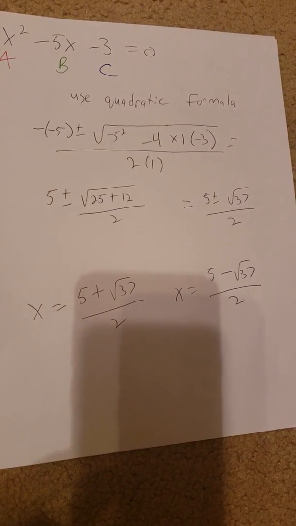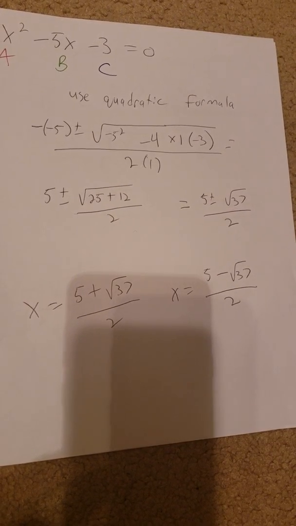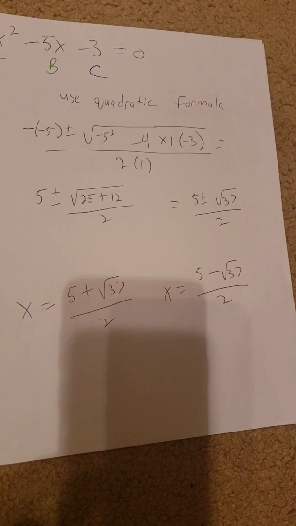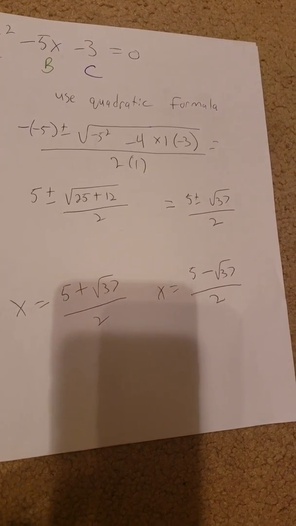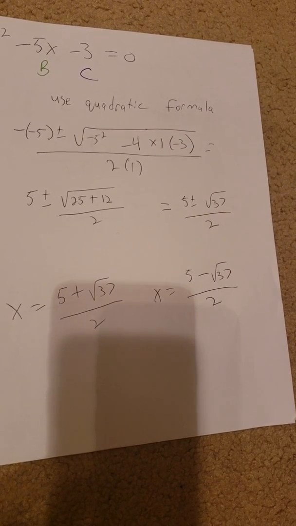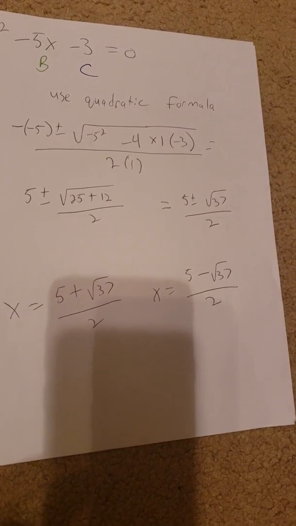And that is going to give us x equals 5 plus the square root of 37 over 2, and x equals 5 minus the square root of 37 over 2.